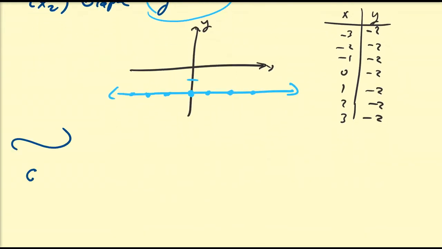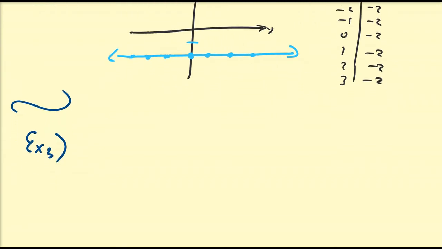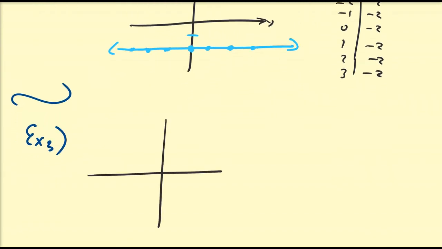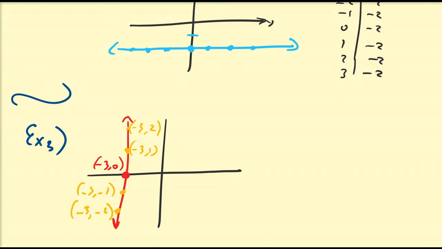Now let's take a look at the vertical line case. Let's pick a point somewhere. Let's choose this point to be, say, (-3, 0). If this is a vertical line, that means the x-coordinate shouldn't change. So this is going to be (-3, 1), (-3, 2). Down here should be (-3, -1), (-3, -2), and so on.